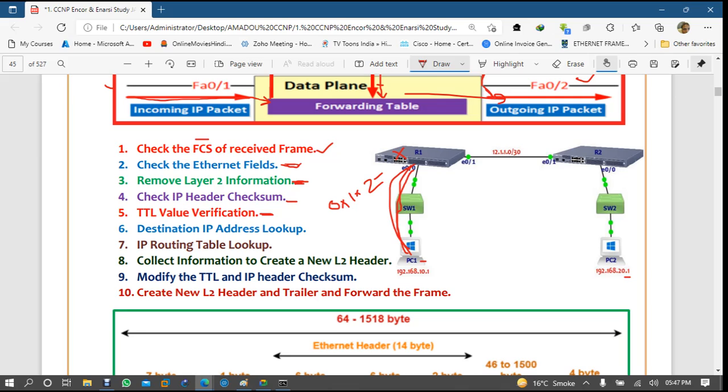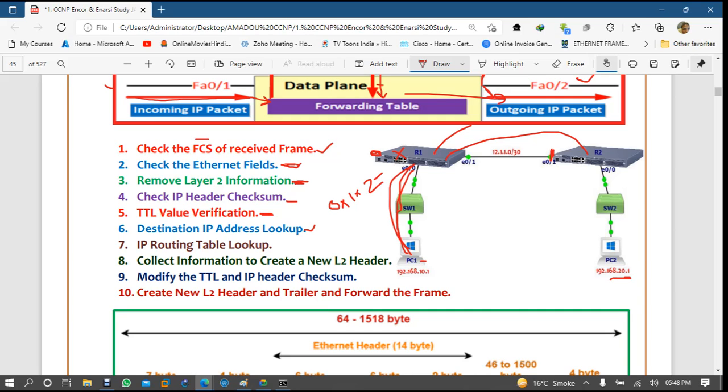Then it will look for the destination IP lookup. For checking that destination IP lookup, it will check its routing table, right? In the destination IP lookup, he will check whether the destination is directly connected to me, or it is connected to a next hop router. Maybe he is looking for this IP, and yes, it is in my routing table, but it is connected with my next hop router, and the next hop router IP is what? Tell me.